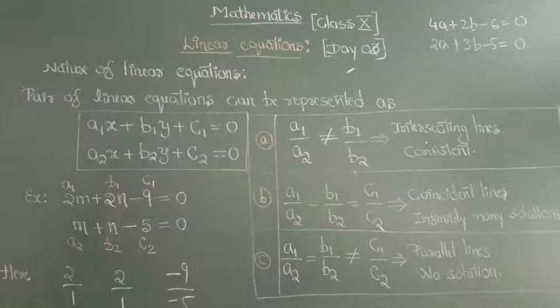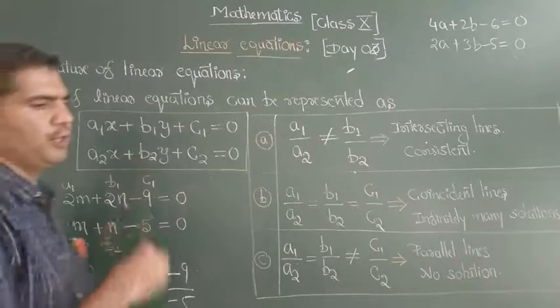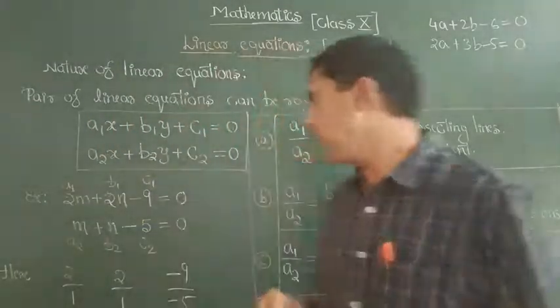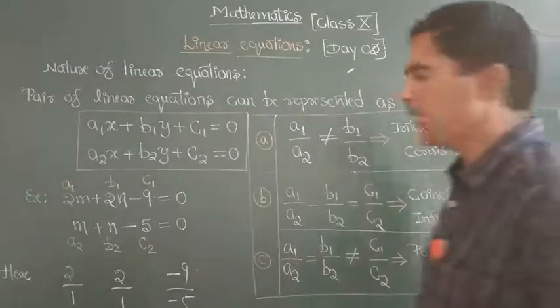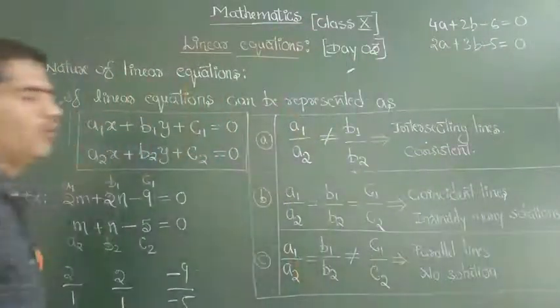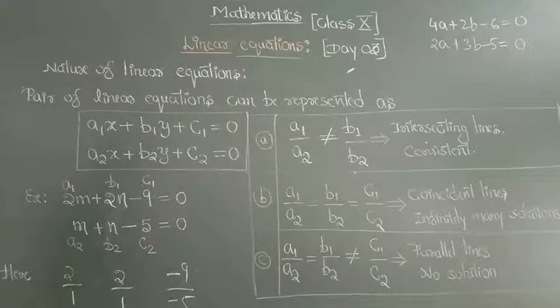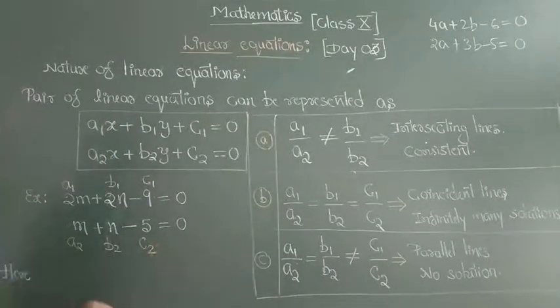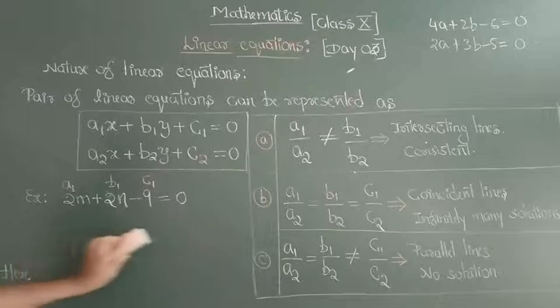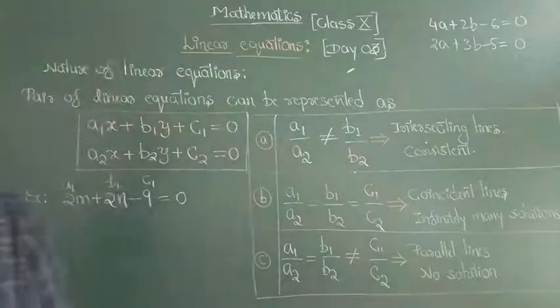Now just cross check. What happened here is a1 by a2 equal to b1 by b2 but not equal to c1 by c2. So then you can go for the third case, that is they become parallel lines, they have no solutions. In the case a1 by a2 equal to b1 by b2 equal to c1 by c2, it does mean they have infinitely many solutions and they are coincident lines.